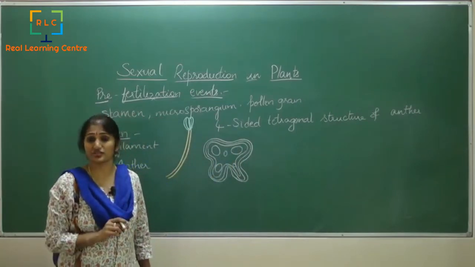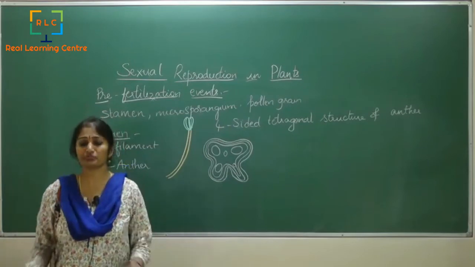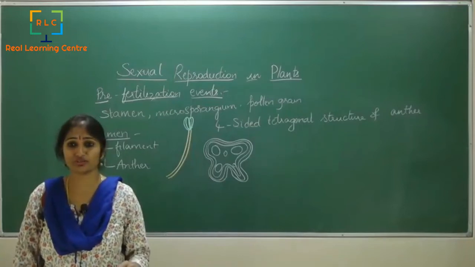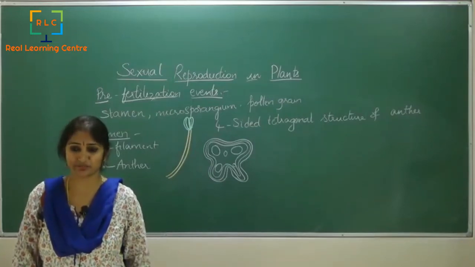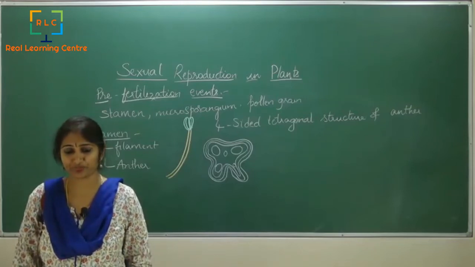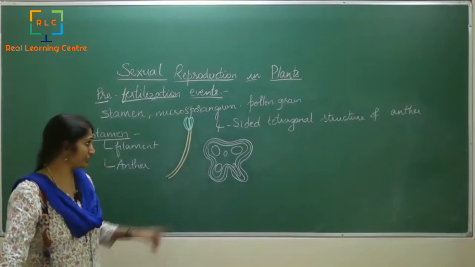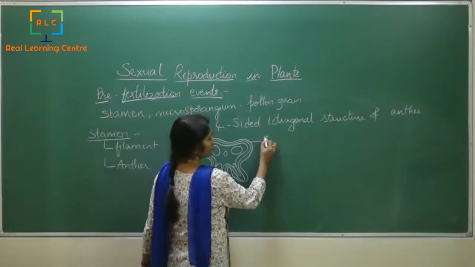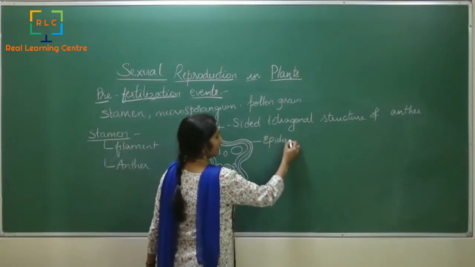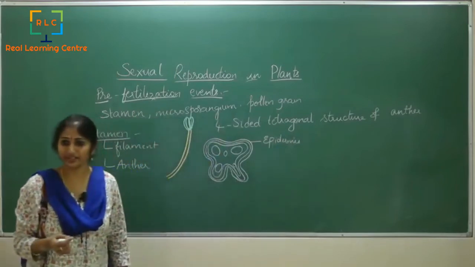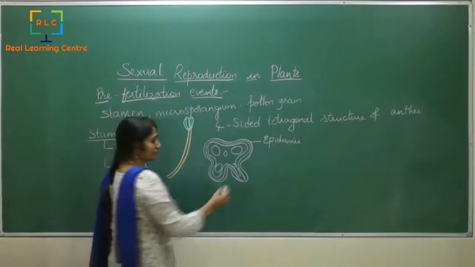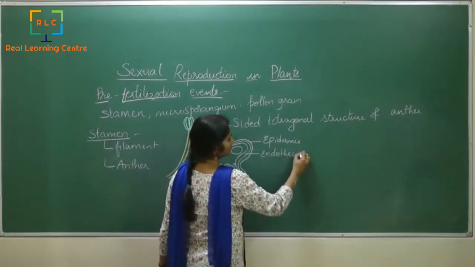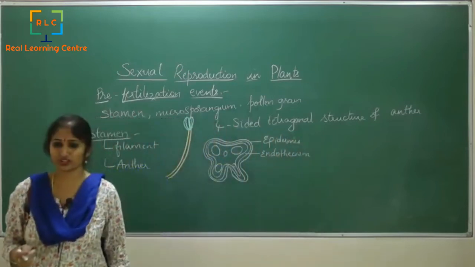Then this is where a very important process of production of spores takes place, production of anthers takes place. Okay, so let us see what these structures are actually called. This outermost layer is what we call the epidermis, right? Then just below this we have the second layer, which we call the endothecium.